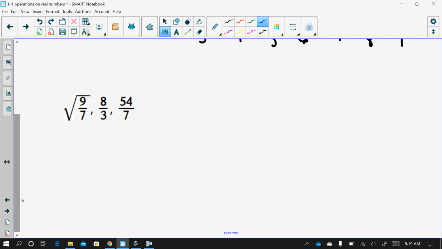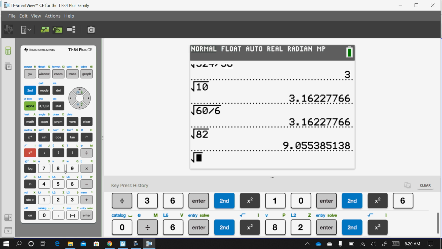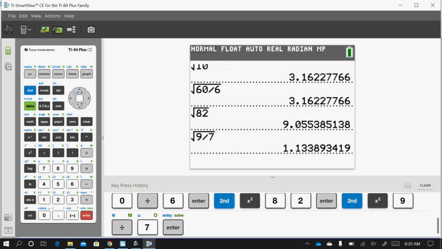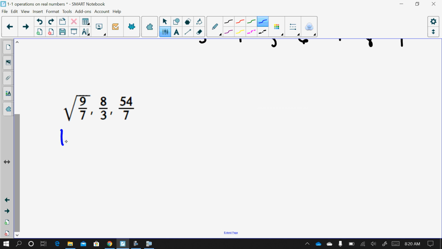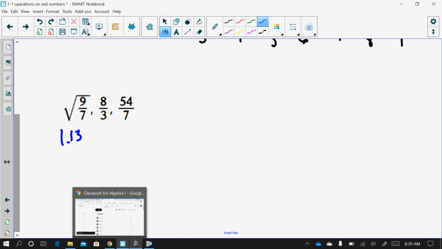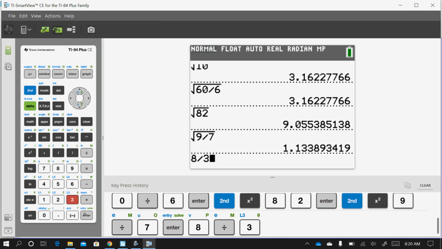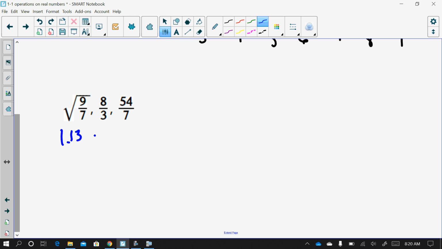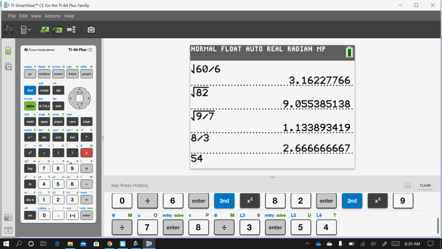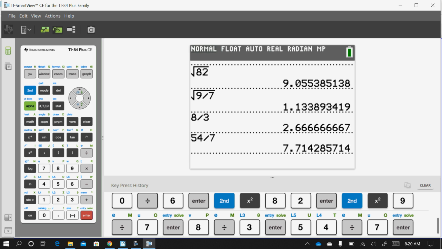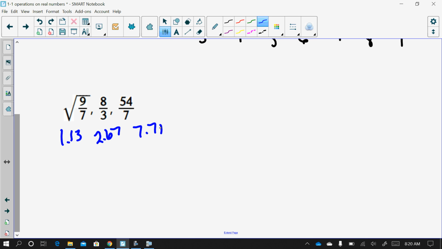Okay, one more problem. Please try these. So square root of 9 over 7 is 1.13. 8 over 3 is 2.67. And 54 over 7 is 7.71. These are in order already, so that is my order. Let's go ahead and do our number line.